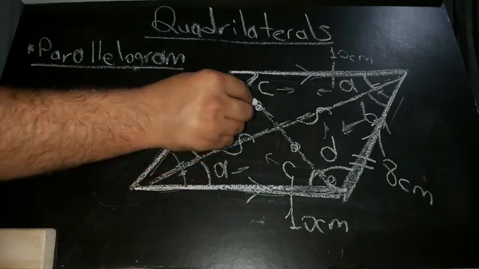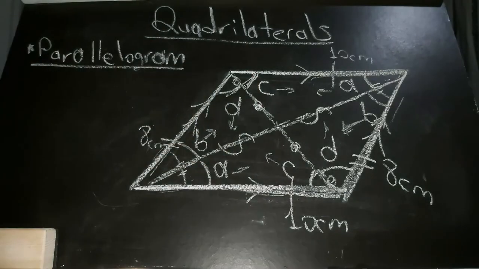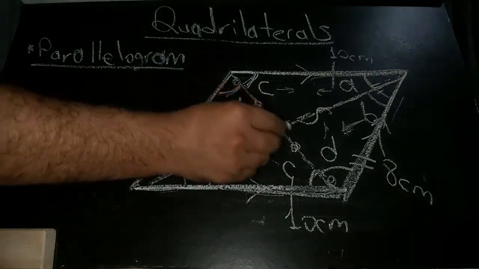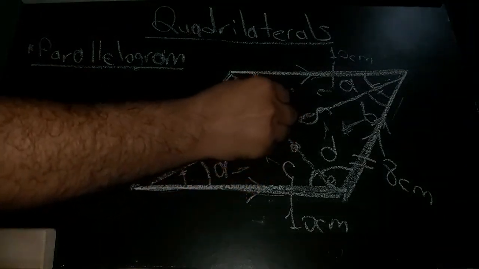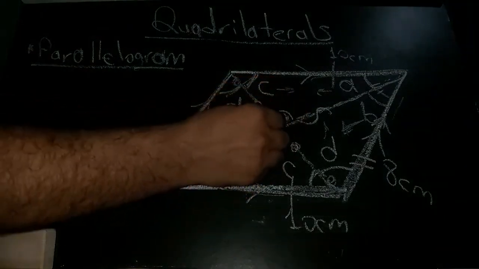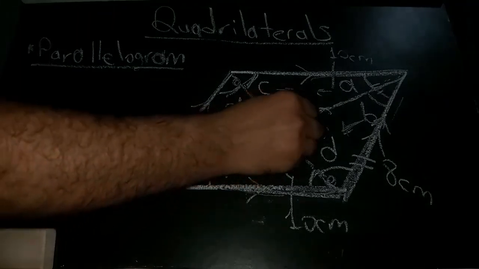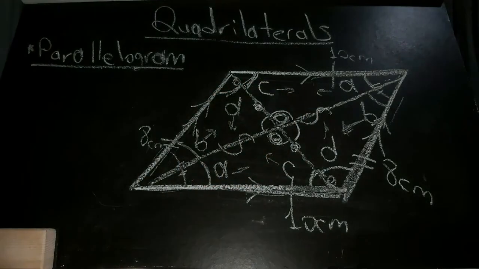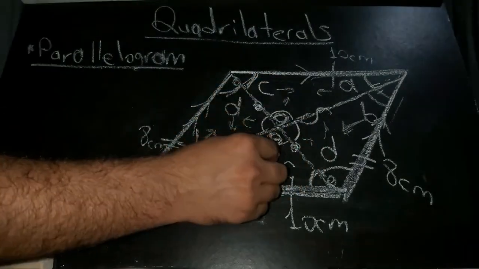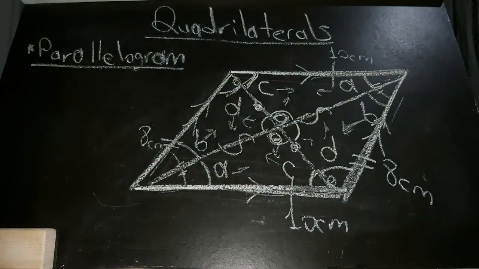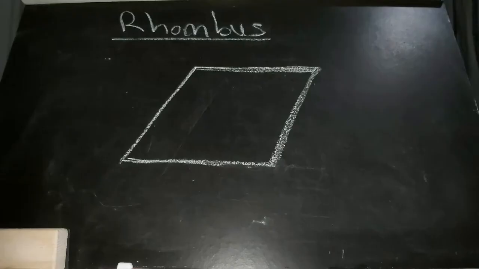This and this, this and this. Right. When you draw a diagonal, we are going to use them. And the next one, this angle and this angle, this angle and this angle are the same. See, opposite direction, opposite direction. All right. Now let's pass to our next shape.